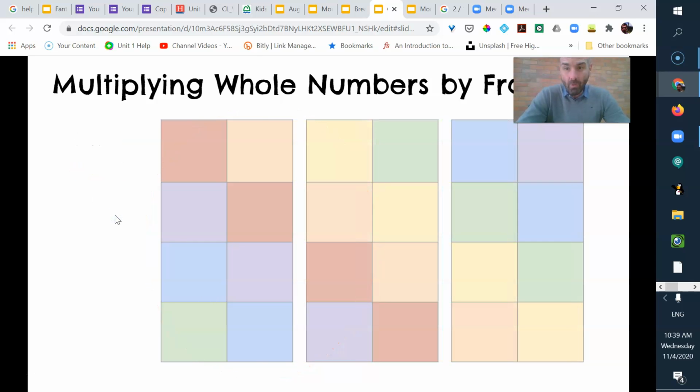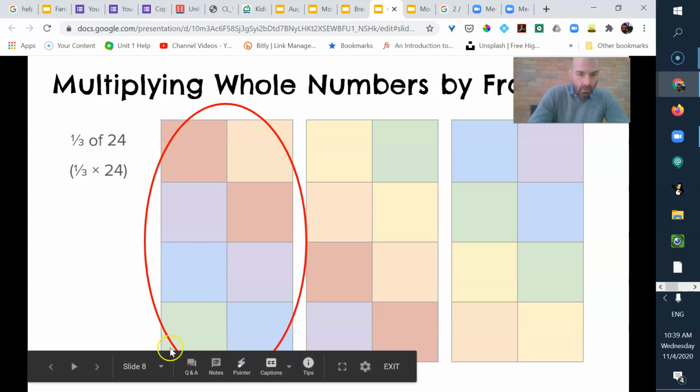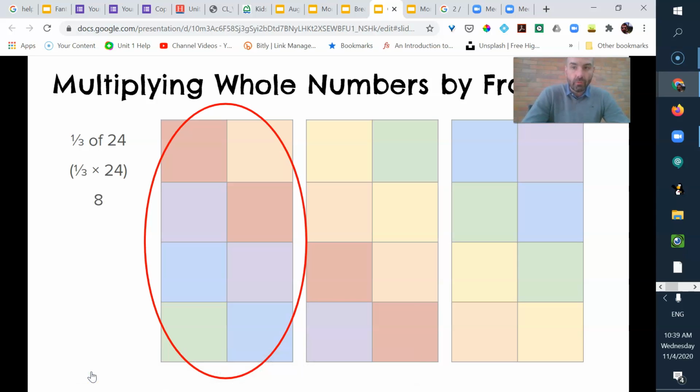Okay. Now what are we looking at? What is this? 3, 2, 1. We're looking at 1/3 of 24, or 1/3 times 24. And what is that number, ladies and gentlemen? Count that up. 1, 2, 3, 4, 5, 6, 7, 8. 2, 4, 6, 8. Who do we appreciate? That's 8. So 1/3 of 24, or 1/3 times 24, is 8. Let's move on.